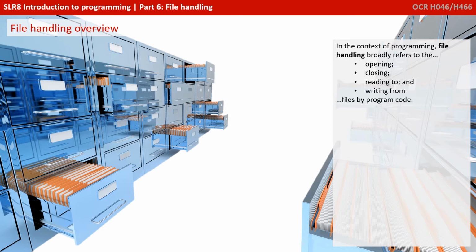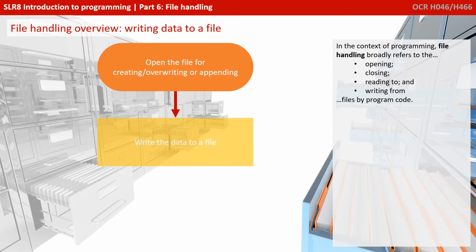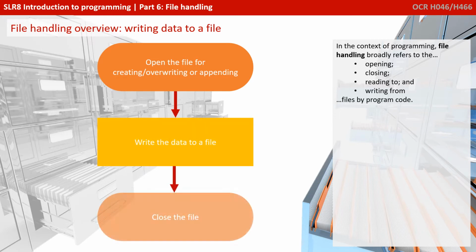So in the context of programming, file handling broadly refers to the opening, closing, reading from, and writing to files by your program code. We can present you with a couple of very quick flow diagrams to overview the two main things you have to be able to do. That's write data to a file and read data from a file.